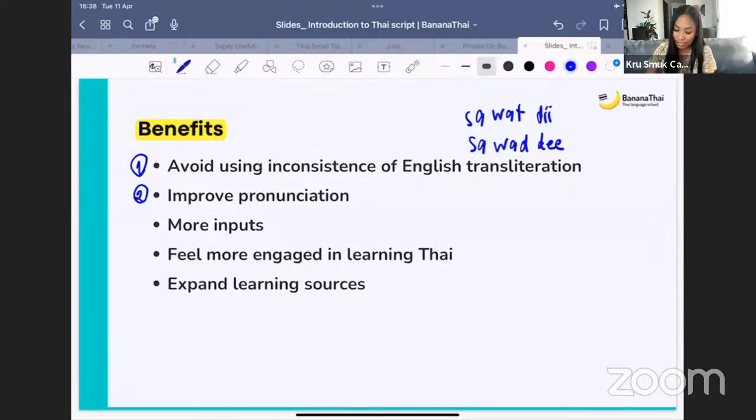Next one, you will also improve your pronunciation. For example, let's see. This is a very famous tourist destination in Thailand. How do you read this name? Tell me. Phuket.